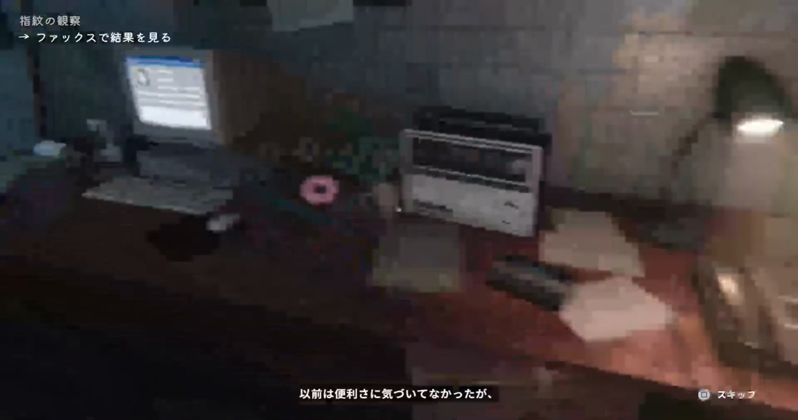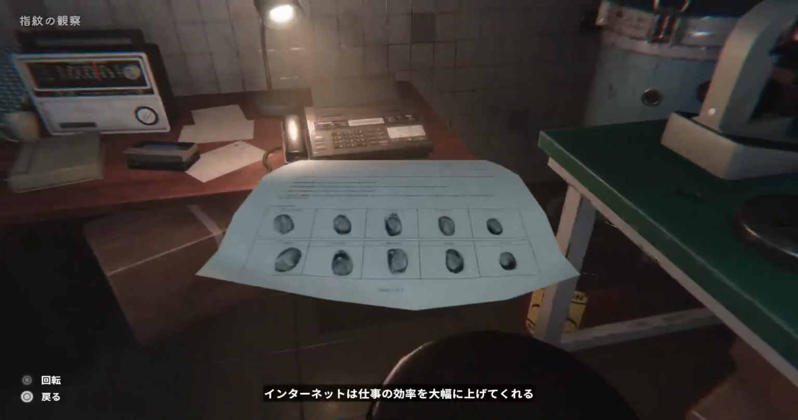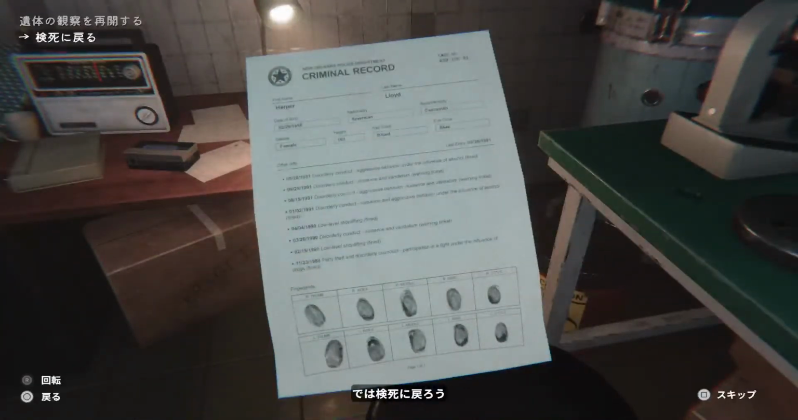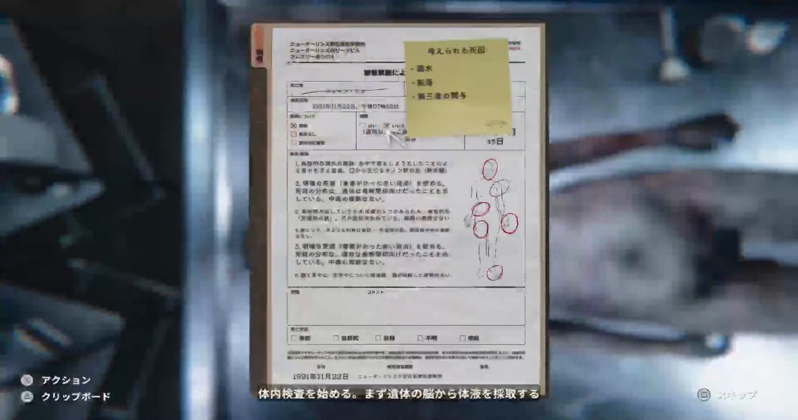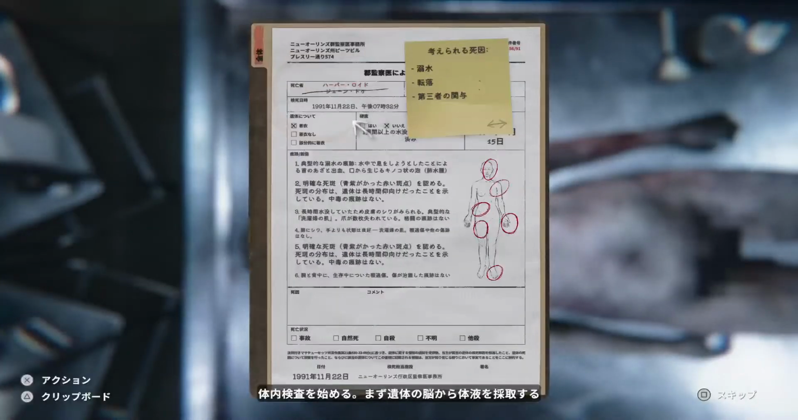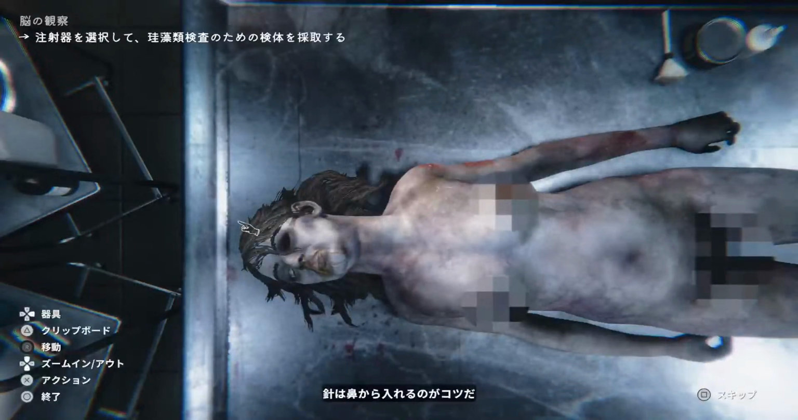I wasn't sure it would amount to anything, but the World Wide Web has been a blessing for speeding up my work. Great, now I can go back to my inspection. I'm adding the name of the deceased. I'll start the internal examination by taking fluid from the victim's brain. A needle inserted through the nose will do the trick.